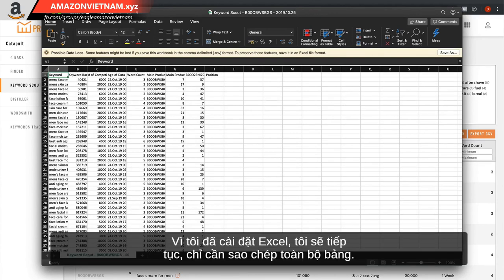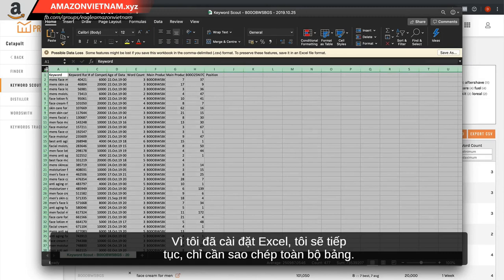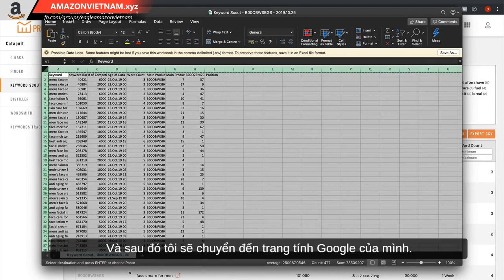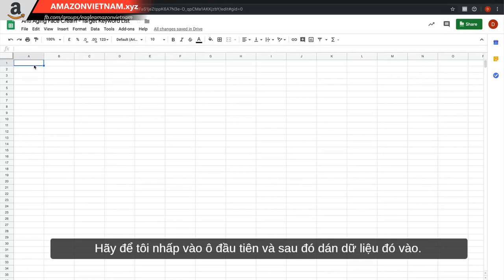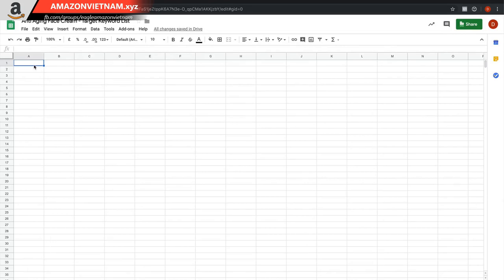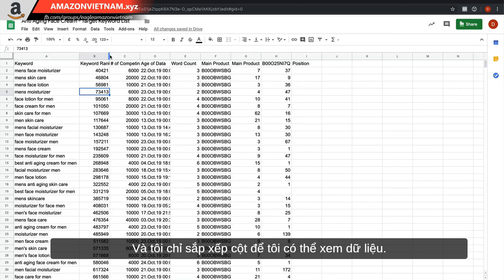As I have Excel installed, I'm going to go ahead, just copy the whole table. And then I'll come over to my Google Sheet. I'm going to click the first cell and then paste that data in. And now I'm just going to organize the columns so I can see the data.